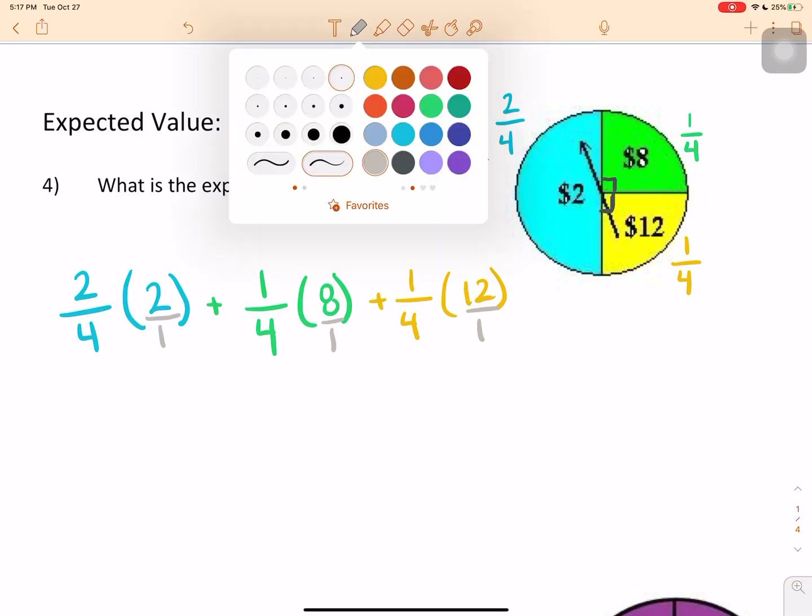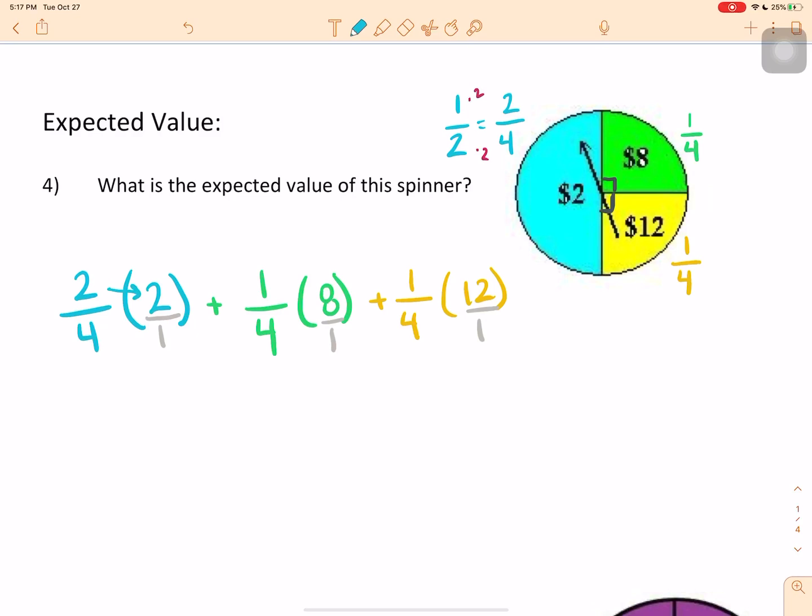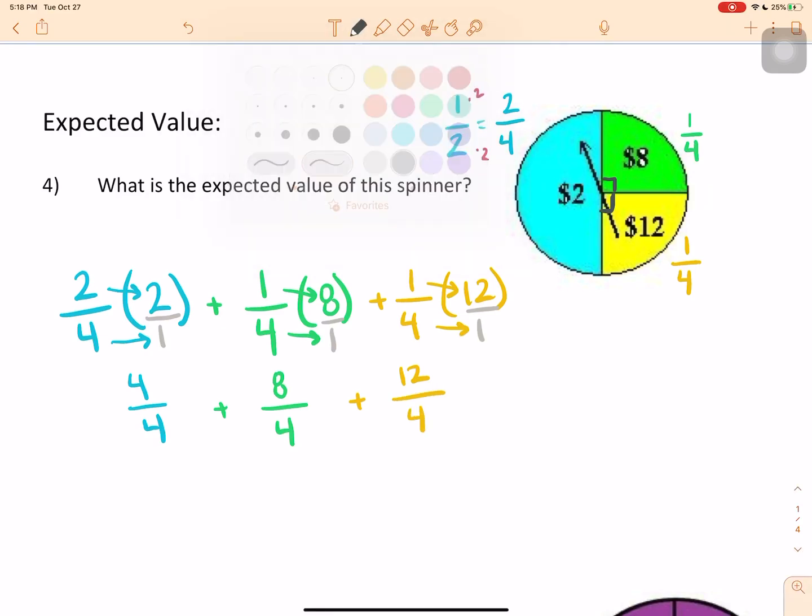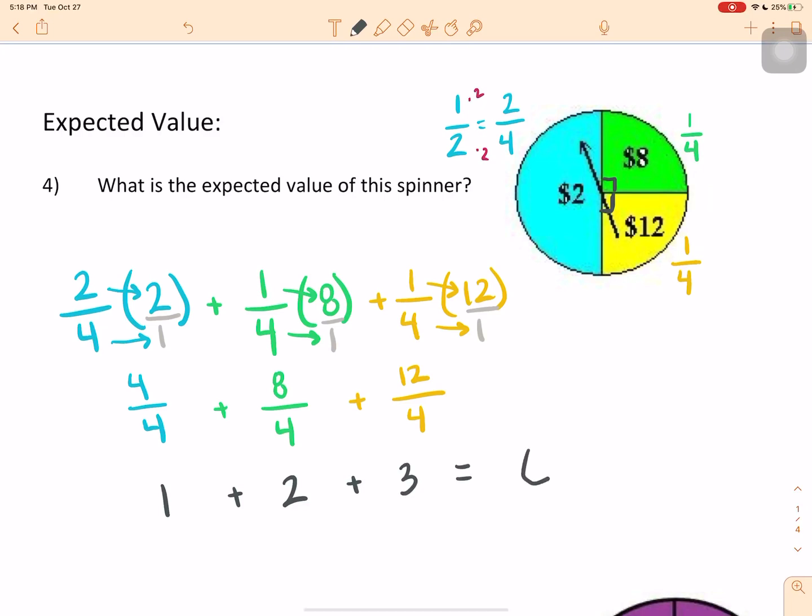So here, 2 times 2 is 4, 4 times 1 is 4, plus 1 times 8 is 8, 4 times 1 is 4, plus 1 times 12 is 12, 4 times 1 is 4. This one is super nice. So these all simplify. 4 divided by 4 is 1, 8 divided by 4 is 2, and 12 divided by 4 is 3. So whenever you add all those together, you get 6. If you were to spin this spinner over and over and over again for a bajillion times in a row, you are expected to win an average of $6 per game. So your expected value is 6, okay?